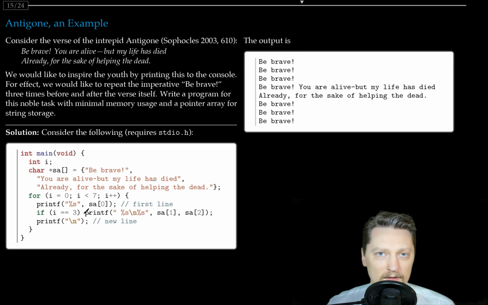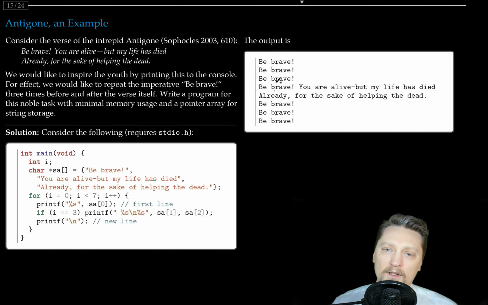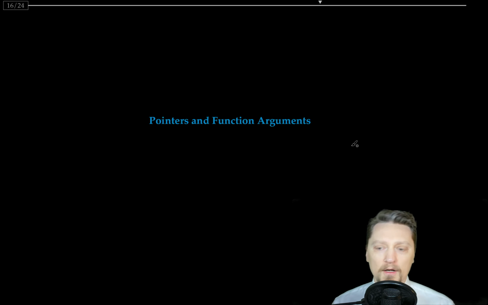Then if I equals 3, so this is our one special case, we're going to print the whole thing. So we already printed the first line, so let's also print the second line and the third line, and then give us a new line, and then again for I equals 4, 5, and 6, we're just going to print the first line, be brave, and the new line. So that is our function, and we get the output that we looked for. Be brave, be brave, be brave, and then the whole verse, and then the repetition of be brave at the end.